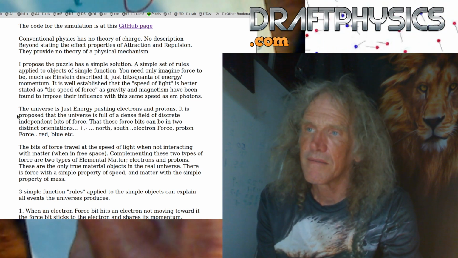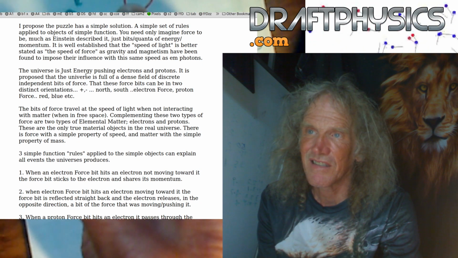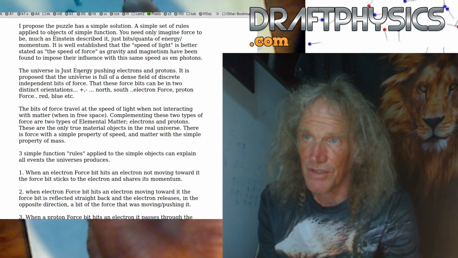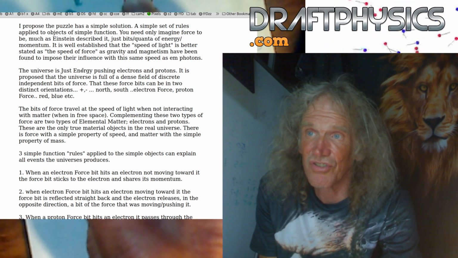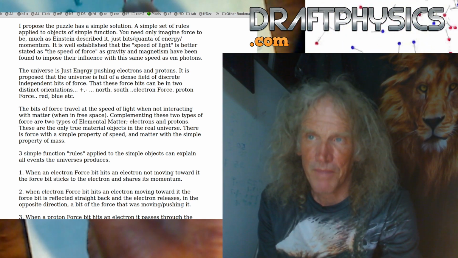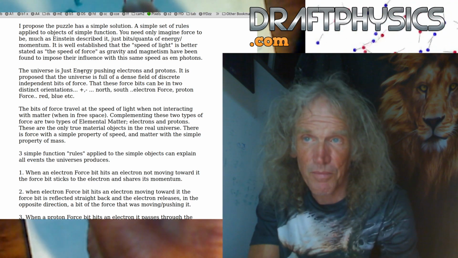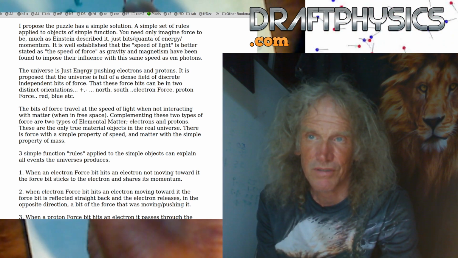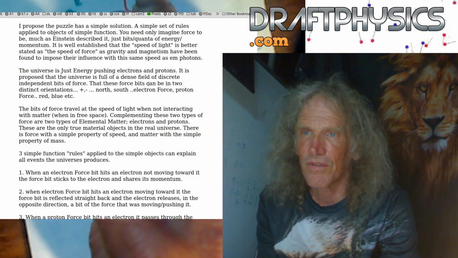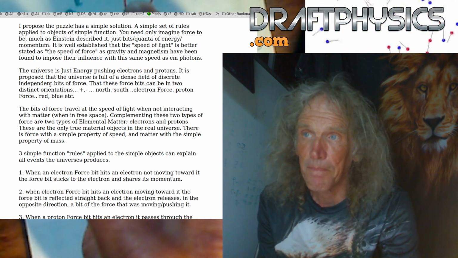All right, next. The universe is just energy pushing electrons and protons. And the word energy, that means it's just momentum. It's just stuff with momentum that's giving its momentum, a portion of it, to the electrons and protons and causing them to move. It is proposed that the universe is full of a dense field of discrete, independent bits of force.